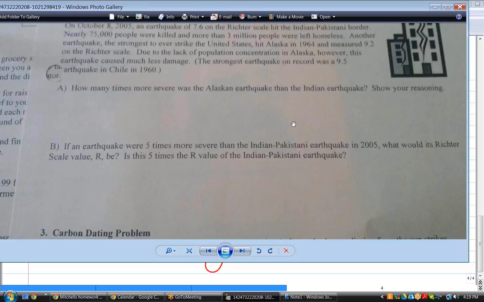Still looking at question B. There was actually two parts to that. We gave what its Richter value would be, and then it says, is this 5 times the R value of the Indian-Pakistani earthquake? And of course the answer was no. In other words, one was 7.6, the other was like 8.2. So it's not. Answer to B is no.